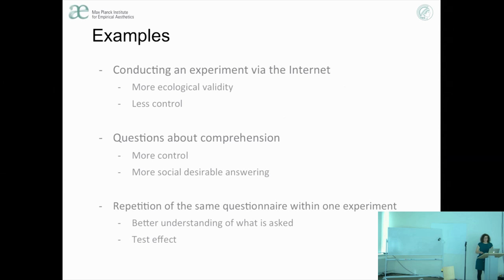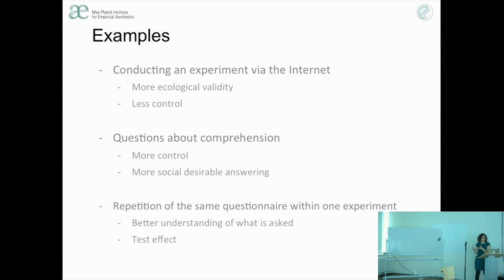Okay. So a couple of examples. For example, if you conduct an experiment on the internet, if you do an online survey, this might increase the ecological validity. People don't have to come into the lab. They're not as aware of the fact that this is an experiment. They feel more at ease in their own homes or in any other environment in which they might do the survey. However, it also means that you have less control.